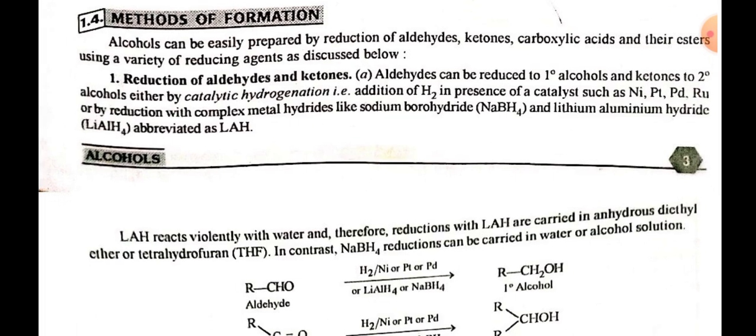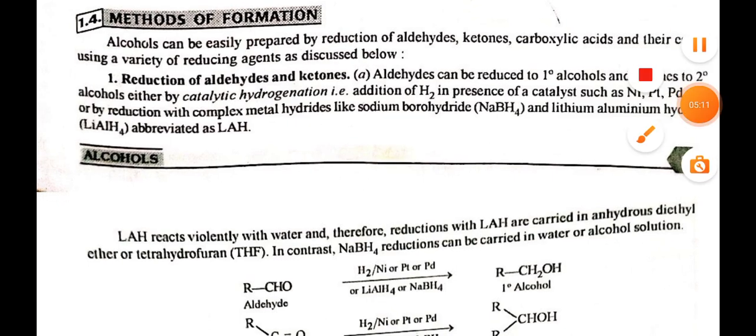So now coming on towards the methods of formation. Alcohols can be easily prepared by the reduction of aldehydes, ketones, carboxylic acids, and their esters using a variety of reducing agents as discussed below. First one is the reduction of aldehydes and ketones. Aldehydes can be reduced to primary alcohols and ketones to secondary alcohols either by catalytic hydrogenation, that is addition of hydrogen in the presence of a catalyst such as nickel, platinum, palladium, ruthenium, or by the reduction with complex metal hydrides like sodium borohydride, lithium aluminium hydride, abbreviated as LAH.